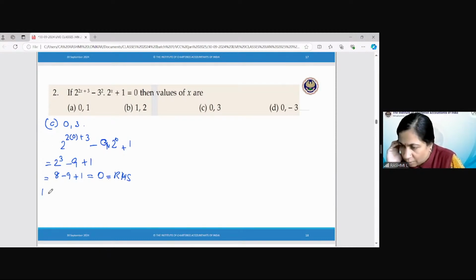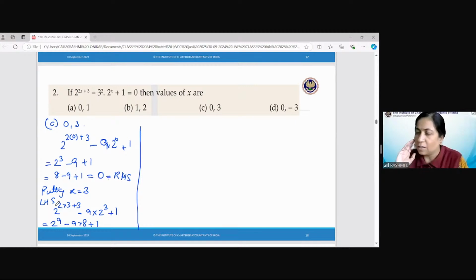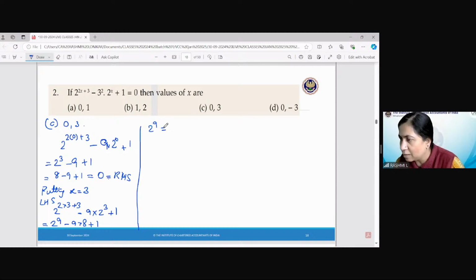Now putting x is equal to 3. Okay. Putting x is equal to 3 in the LHS, what do we get? 2 raised to 2 into 3 plus 3, minus 9 into 2 raised to 3 plus 1. How much is this? 2 times 3 is 6, 6 plus 3 is 9. So this is equal to 2 raised to 9 minus 9 into 8 plus 1. Okay. So how much will this be? How much is 2 raised to 9? Quickly give me the answer. 2 raised to 9 is how much?